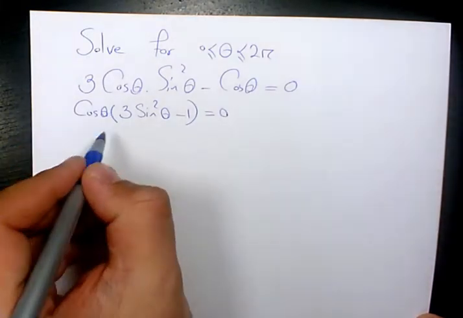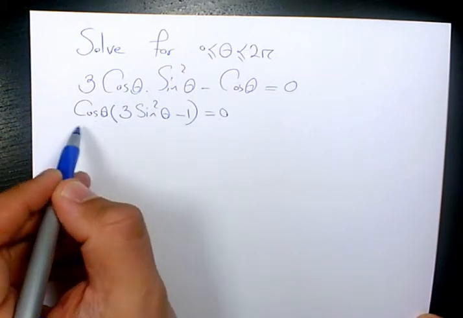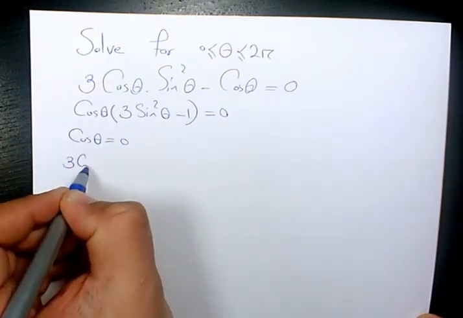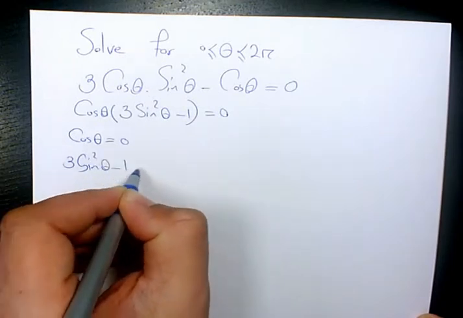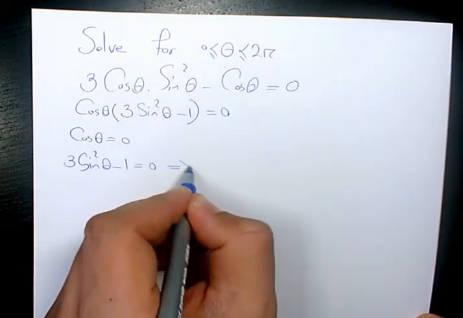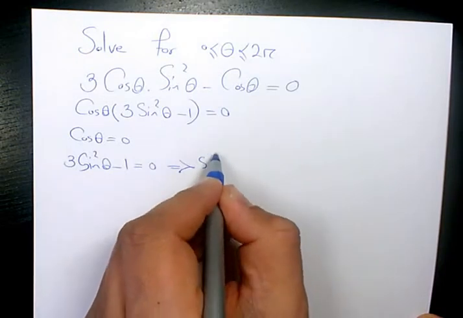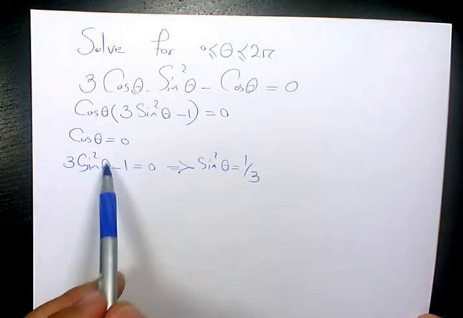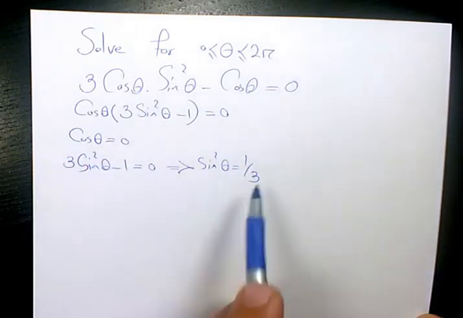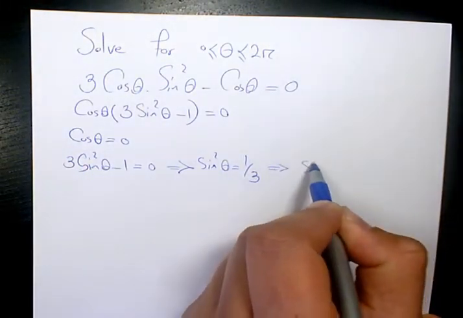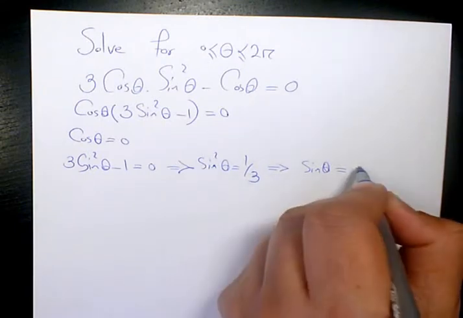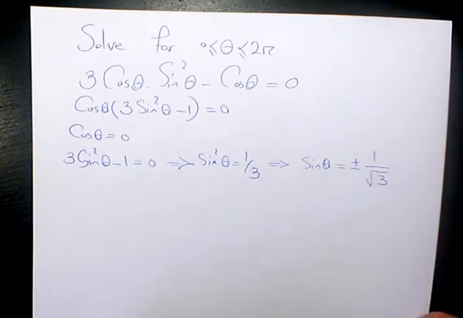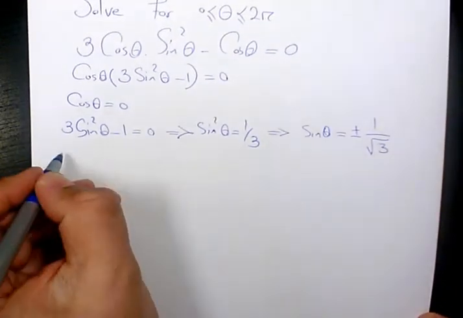So it means that when you have it in a factored form, it has to be cosine theta equals 0 or 3 sine squared theta minus 1 equals 0, which makes sine squared theta equal to 1 over 3. If you isolate it for sine squared, it's going to be 1 over 3. It means that sine theta will be equal to plus minus 1 over root 3. So we have three cases.